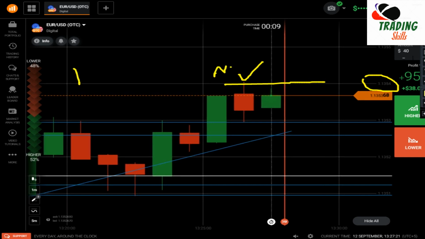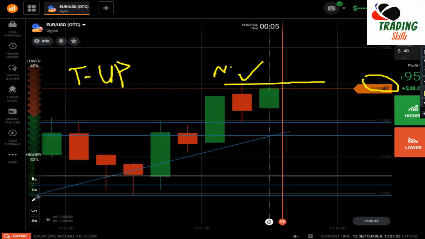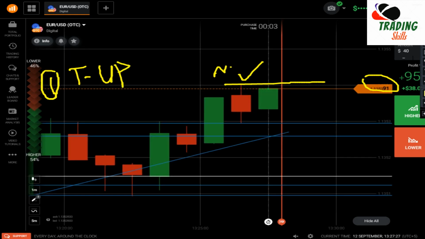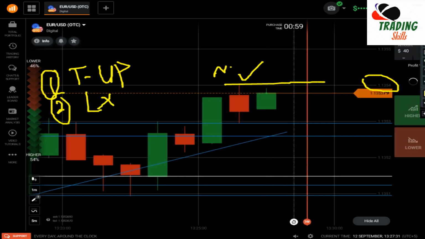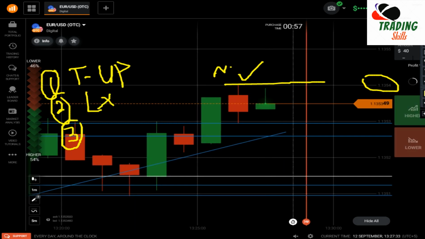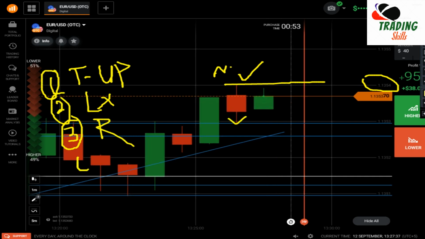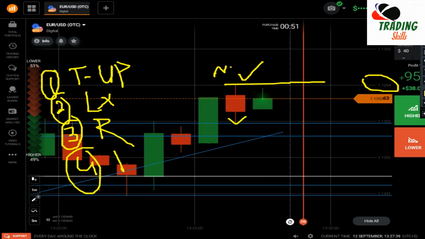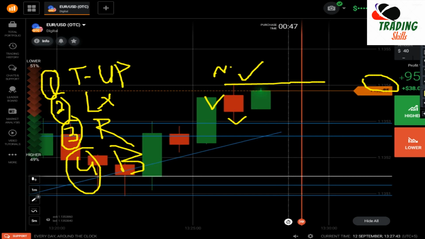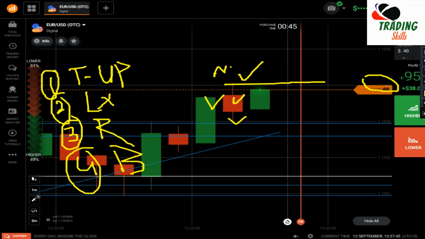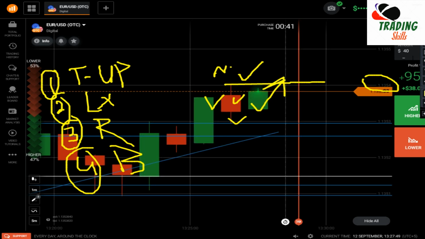Okay, let me show you here. This is an uptrend. Trend is an uptrend. Okay, the first thing. The second thing is level. There is no level. The third thing, rejection. Yes, you are seeing here a rejection. The fourth thing, the body of the candlestick is weaker. You can see here a strong candlestick and a weak candlestick. So because of that, the market will close here as a bullish candlestick.